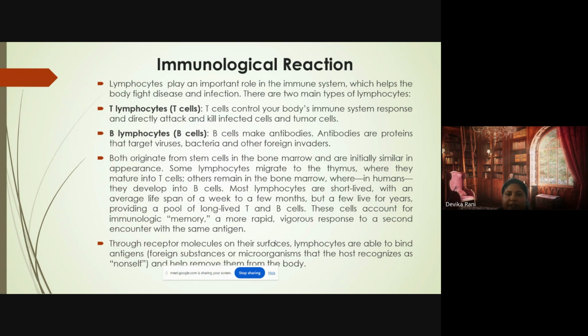These cells account for immunologic memory, a more rapid, vigorous response to a second encounter with the same antigen. Once the components, the way the enemy is made, what it contains, everything is in the memory of these T and B cells. The next time there will be a faster response to the same virus or bacteria which enters the system. That is how a vaccine also helps you, because the vaccine helps in creating that memory of a particular virus or a bacteria.